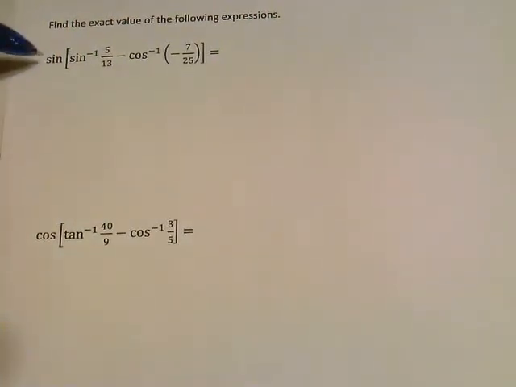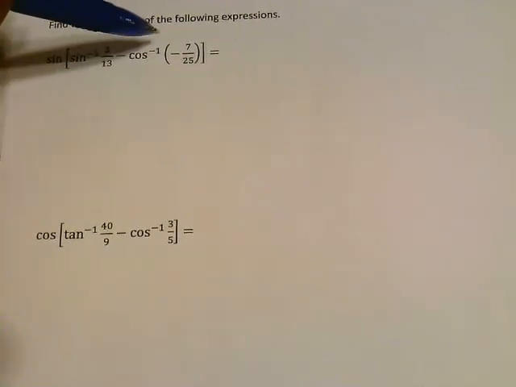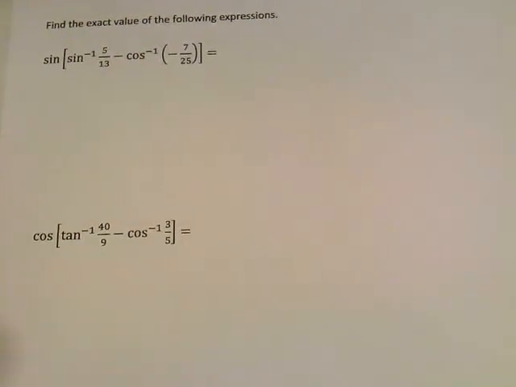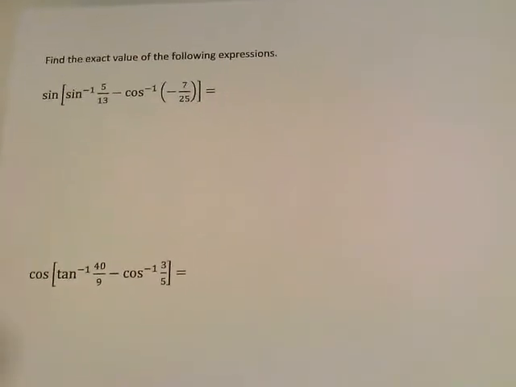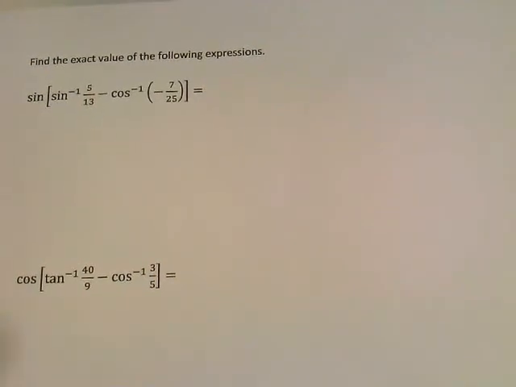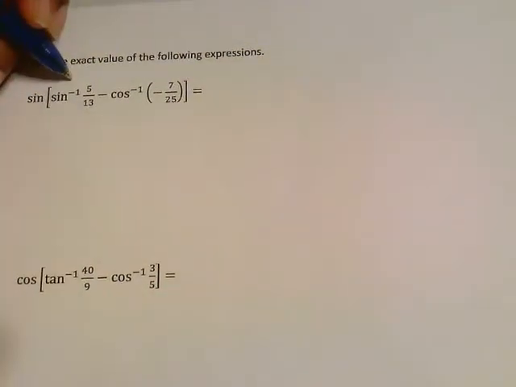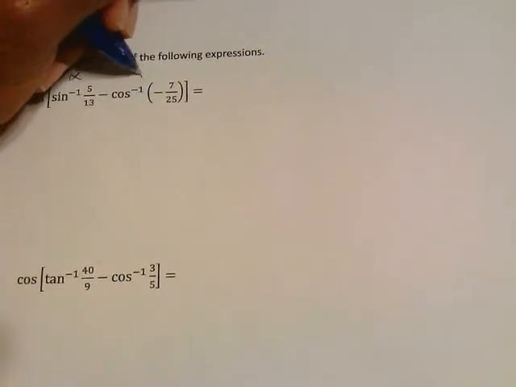So we have sine inverse of 5 over 13 minus cosine inverse of negative 7 over 25. As you can see, we have gone back to looking at inverses again. If you remember from sections 8.1 and 8.2, these inverses are back. Remember that whenever you evaluate an inverse function, that will always leave you with an angle measure. So this is some angle measure minus another angle measure, and we can label them alpha and beta.